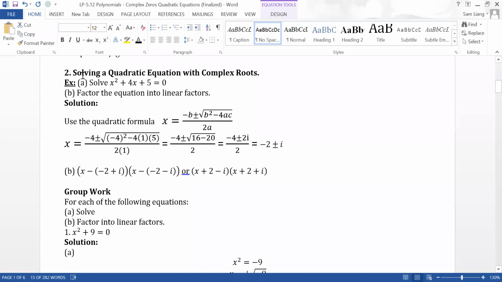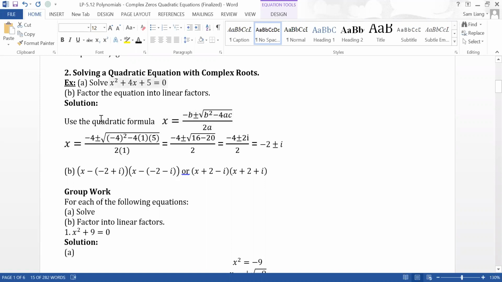So here we're going to have x squared plus 4x plus 5 equals 0. And then as we did in the do now, we're going to factor the equation into linear factors. So again, we're going to use the quadratic formula, which is negative b plus minus the square root of b squared minus 4ac, divided by 2a.